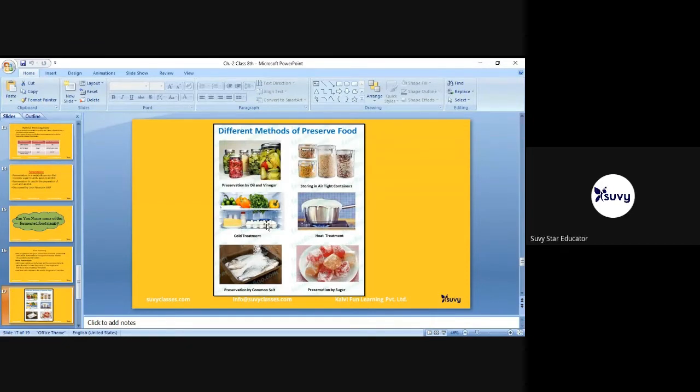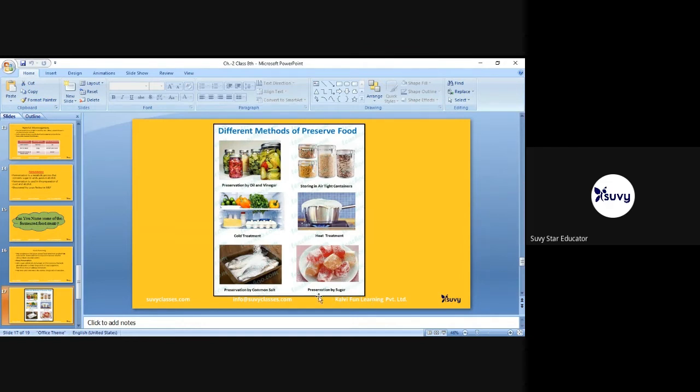So yeah, this was about the cold treatment and heat treatment. Next is preservation by common salt and preservation by sugar. Sometimes fishes are preserved by adding a layer of common salt. The salt adds this layer and it prevents oxidation. So once the oxidation is prevented, you can preserve the food.